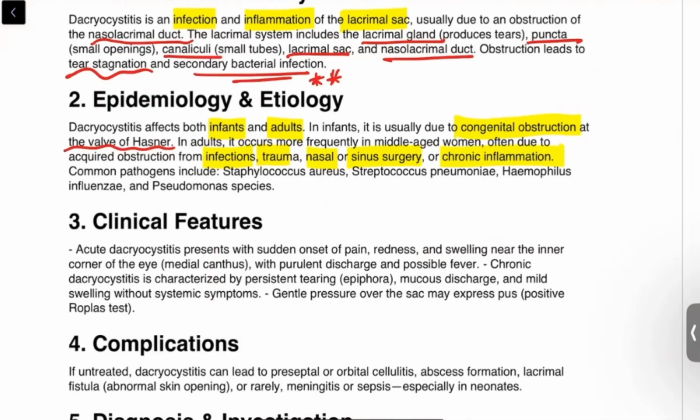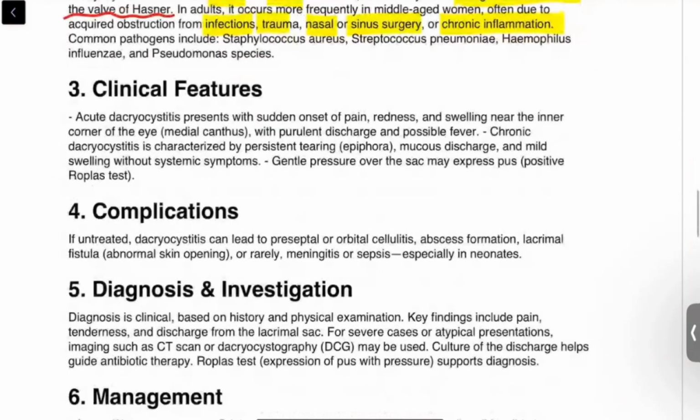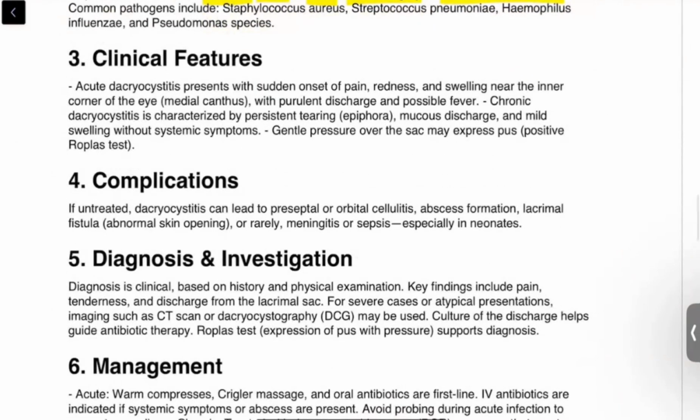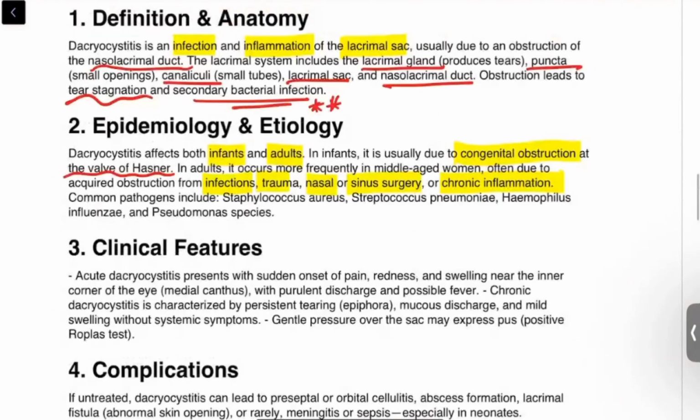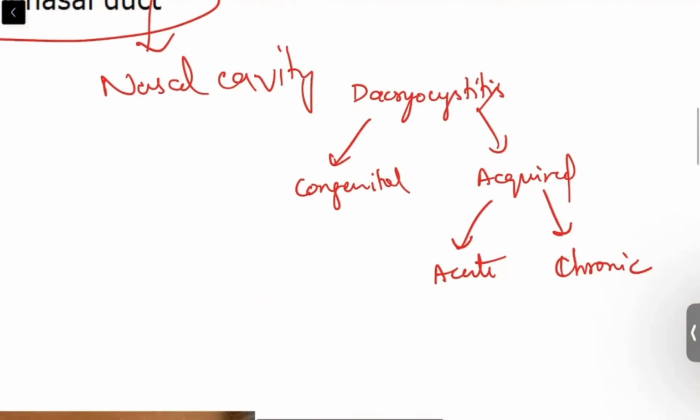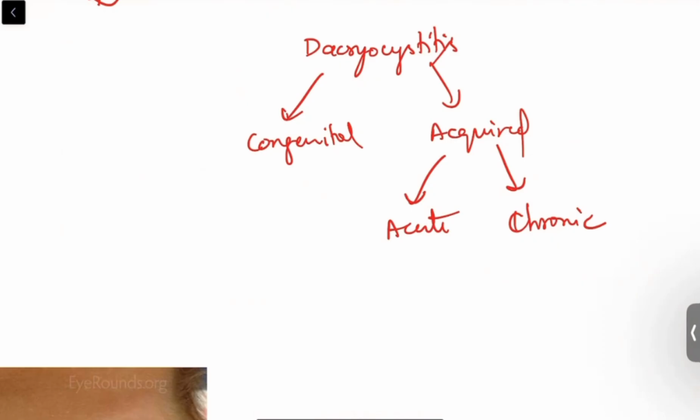Okay, so what are the common pathogens involved in causing these infections? They are Staph aureus, Streptococcus pneumoniae, Haemophilus influenzae and Pseudomonas species. Okay, now how will the patient present to us? What will be the clinical features or symptoms of the patient? Before coming to that, we need to know that dacryocystitis, just like we discussed before, is divided into congenital and acquired. Under acquired, it can be divided into acute or chronic dacryocystitis based on the duration, symptoms, everything. Okay, what is acute dacryocystitis, what will be the symptoms, and how will the patient suffering from chronic dacryocystitis present to us, that we will see in a while.